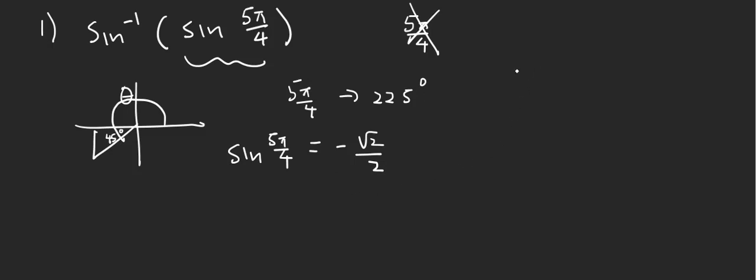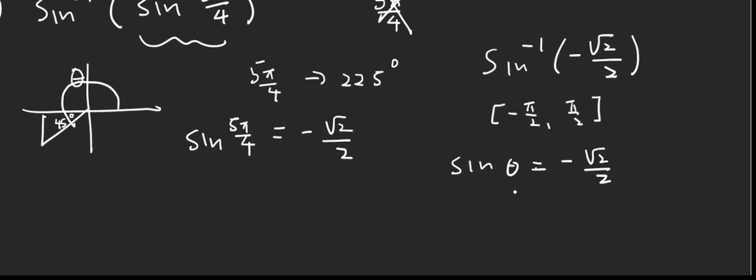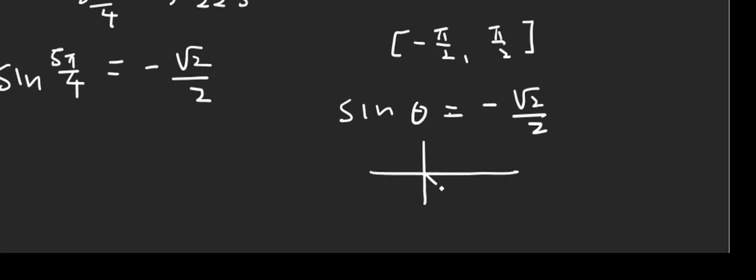Now, what is the inverse sine of negative radical 2 over 2? Again, you have to think about the restriction of inverse sine, which goes from negative pi over 2 to pi over 2, including the endpoints. So sine of what is negative radical 2 over 2? Well, you know that in order for sine to be negative, it has to be either third or fourth quadrant, but because of the restriction, we have to think about the fourth quadrant.